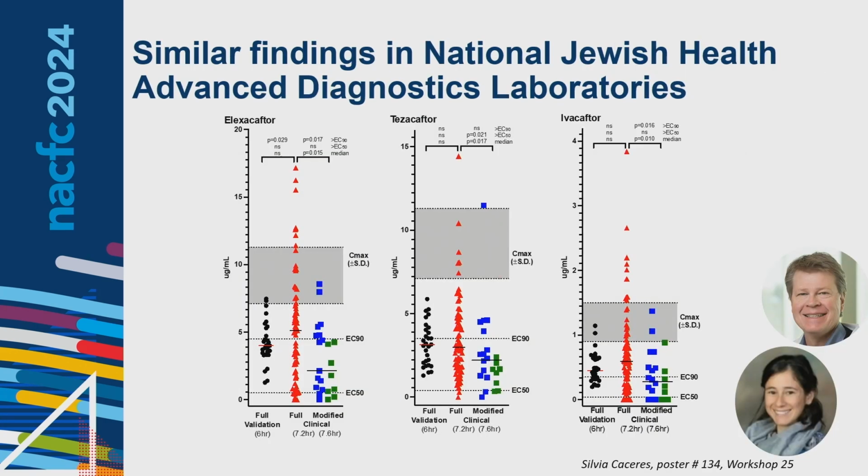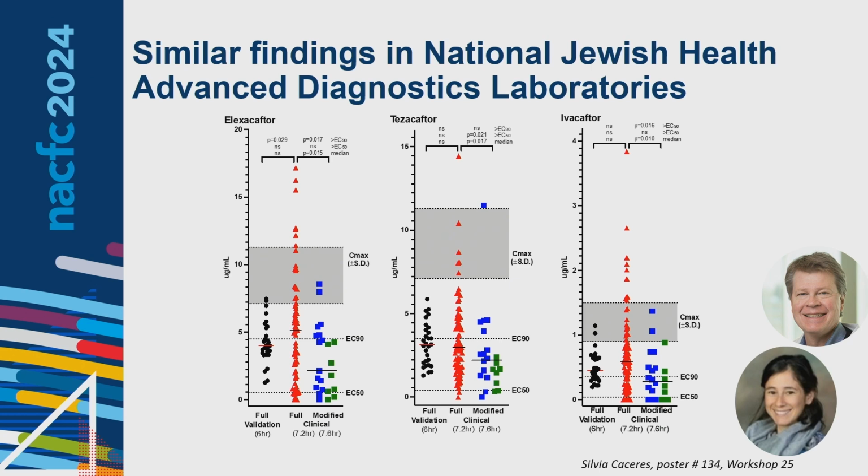Similar findings have been seen in the National Jewish Health Laboratory's Advanced Diagnostic Lab. So Sylvia Caceres, poster 134 in workshop 25, and Jerry Nick kindly provided this figure here. And this is from their validation study, with the black dots where they looked at people on full dose, and then clinical samples that were sent from all over the country on full dose, which are the red triangles, and then modified doses in the blue and green squares.